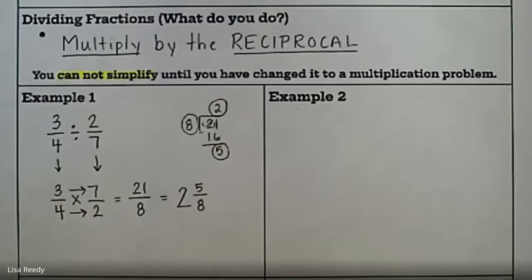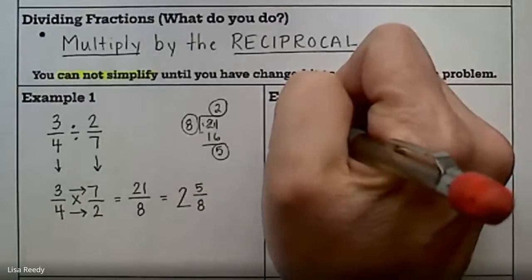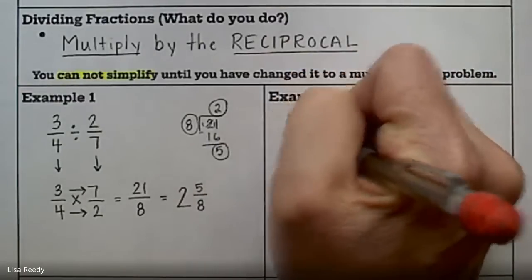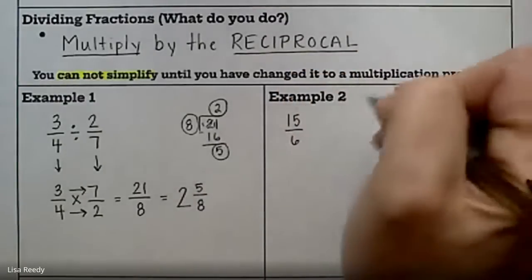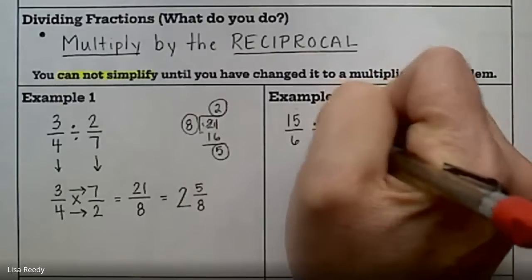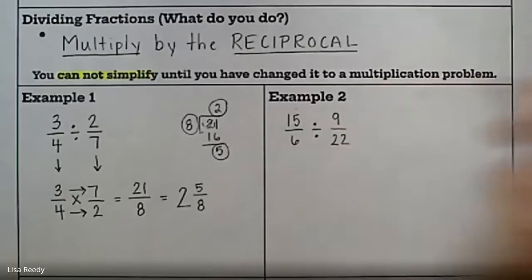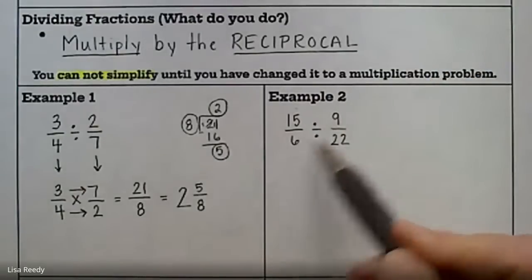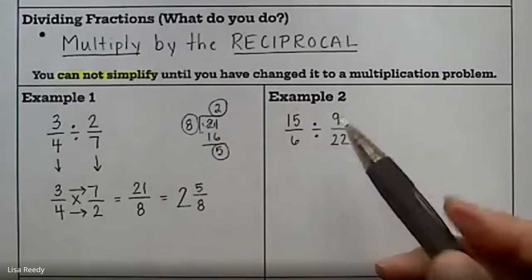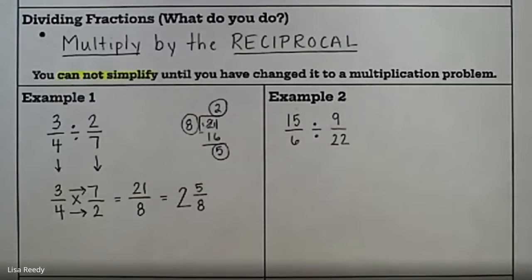All right, let's do another one. If I give you 15/6 divided by 9/22. Okay, and again, don't be tempted to simplify the 6 and the 9. Remember, you have to change it first. So go ahead and try that.